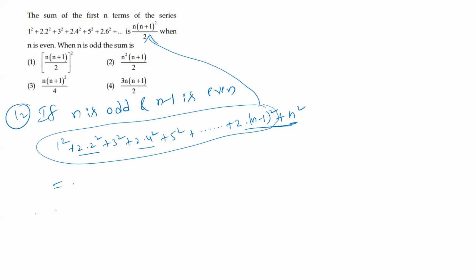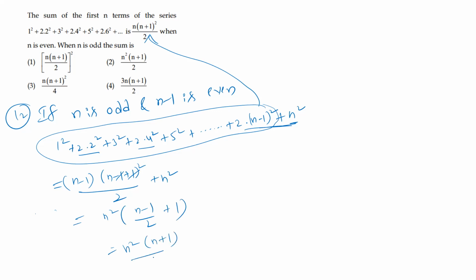So n minus 1 into n minus 1 plus 1 whole square by 2, plus n square. The minus 1 plus 1 cancel. Now what remains here is n square only. I'll take n square as common. Remaining is n minus 1 by 2 plus 1. By taking LCM 2, n square into 2 minus 1 is 1 by 2. Now which answer is correct for this? We observe the second option is correct: n square into n plus 1 by 2.